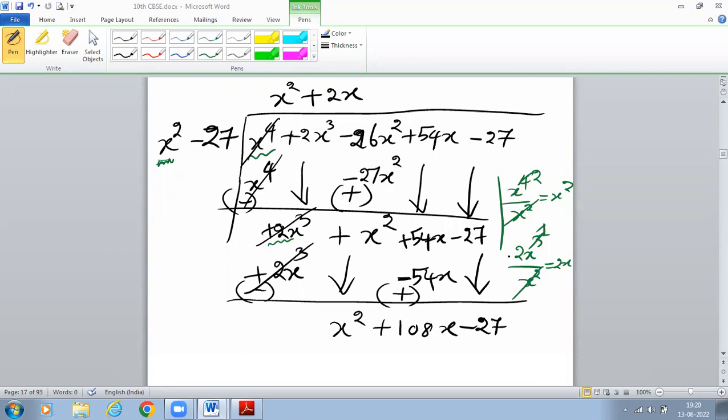Is there any mistake in the question? Please check, ma. I think there is a mistake in the question. I think this 54x has to get cancelled, and here we should get no 0x. Please check whether we have made any mistake with this.